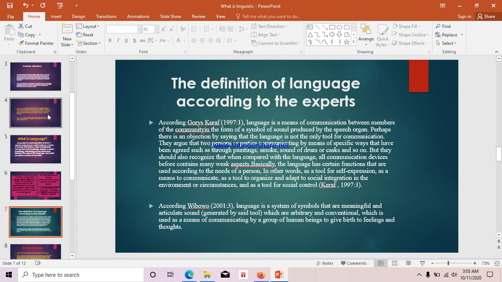According to Wibowo, language is a system of symbols that are meaningful and articulate sound, which are arbitrary and conventional, which is used as a means of communicating by a group of human beings to give birth to feelings and thoughts.